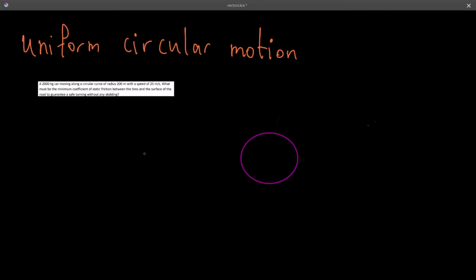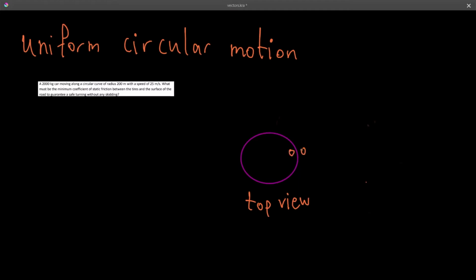Okay, so let's take an example. This exercise states that you have a 2,000 kilogram car moving along a circular curve of radius 200 meters with a speed of 25 meters per second. It asks, what is the minimum coefficient of static friction between the tires and the surface of the road to guarantee a safe turning without any skidding? So let's draw this out. If we take a top view, so top view.